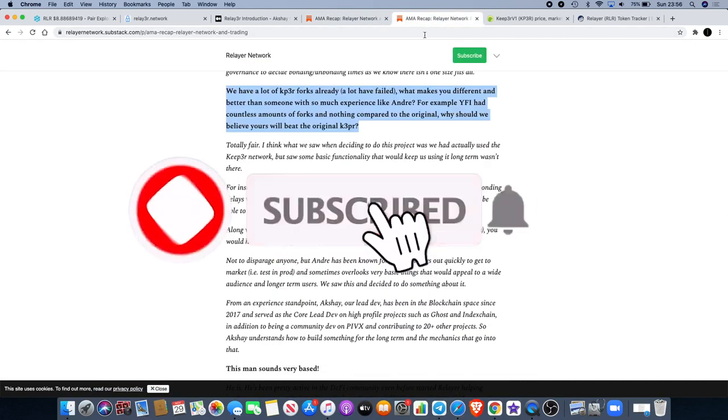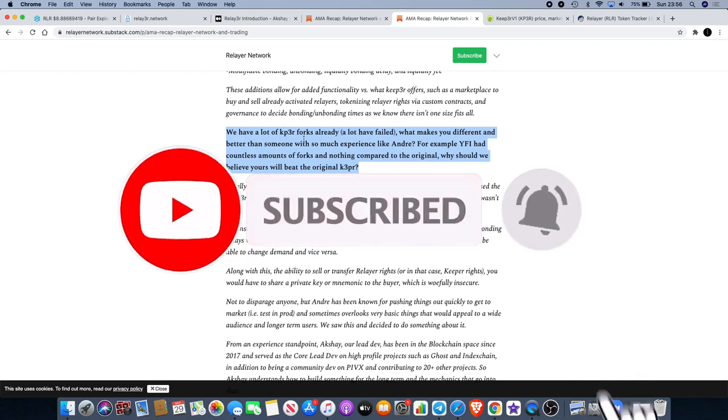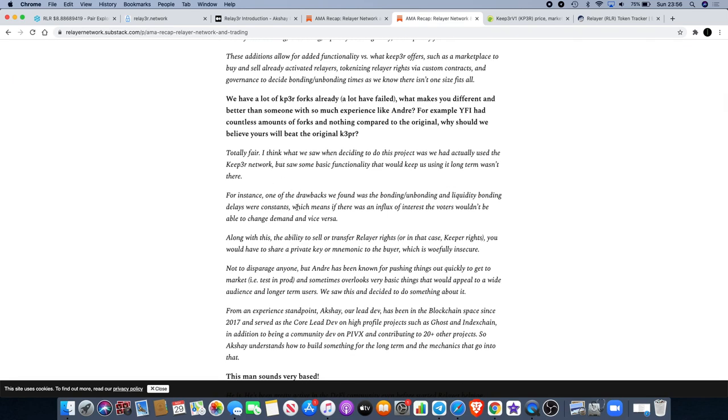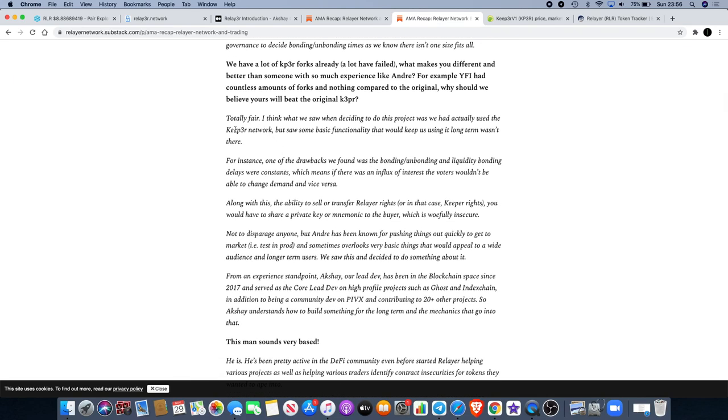Let's have a look and see why this stands out from other KP3R forks. The question poses: we have a lot of KP3R forks already, and a lot have failed. What makes you different and better than someone with so much experience like Andre? For example, YFI had countless forks and nothing compared to the original. Why should we believe yours will beat the original KP3R? Let's read the response rather than me trying to give my interpretation of it.